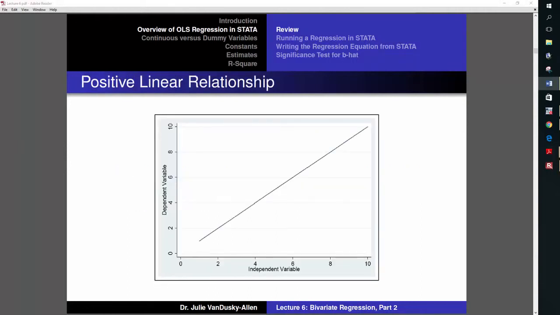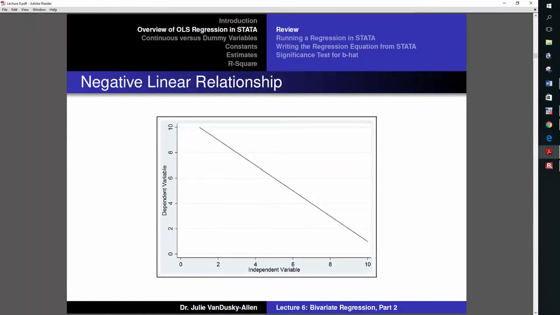If we expect there to be a positive relationship between our independent and dependent variables, we expect that as the independent variable increases, the dependent variable increases. Hence, the coefficient b hat for this line should be greater than 0 or positive. If we expect there to be a negative relationship, we expect that as the independent variable increases, the dependent variable decreases. Hence, the coefficient b hat for this line should be less than 0 or negative.